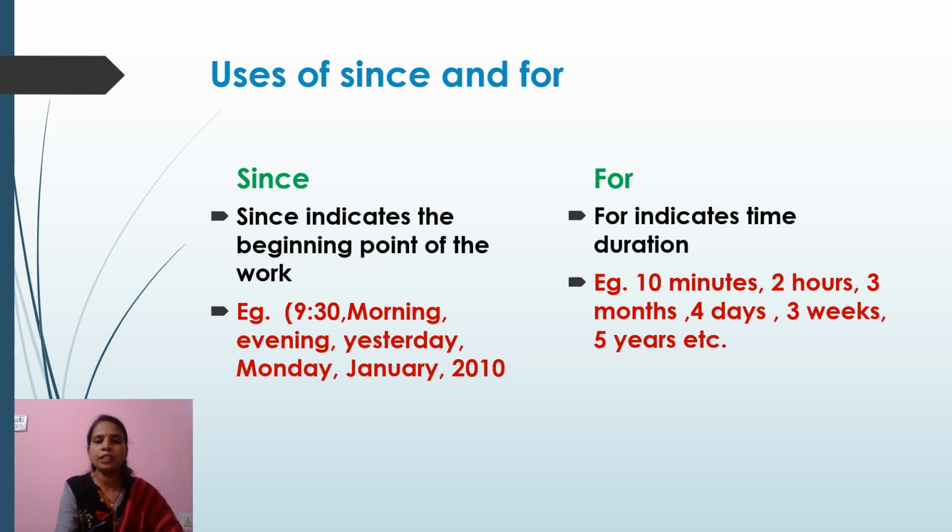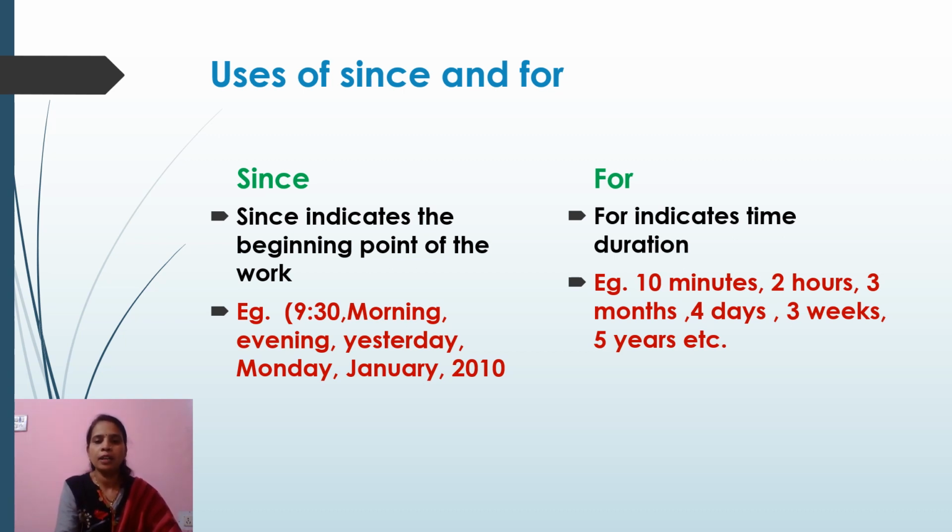In present perfect continuous tense, since we denote the time of the action, we use two words, since and for. It is important to see what is the difference between these two words. Let's see what is the difference between since and for. Since indicates the beginning point of the work. It indicates when did the action begin.